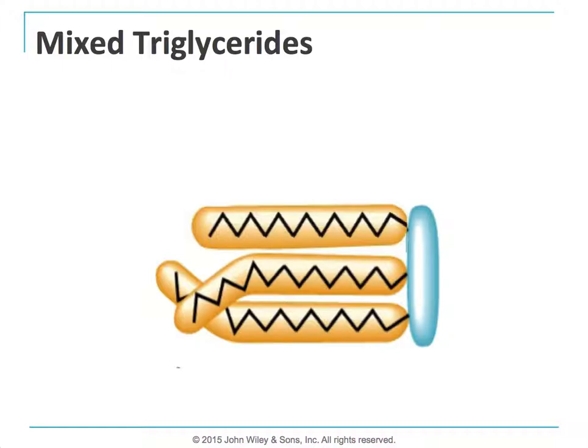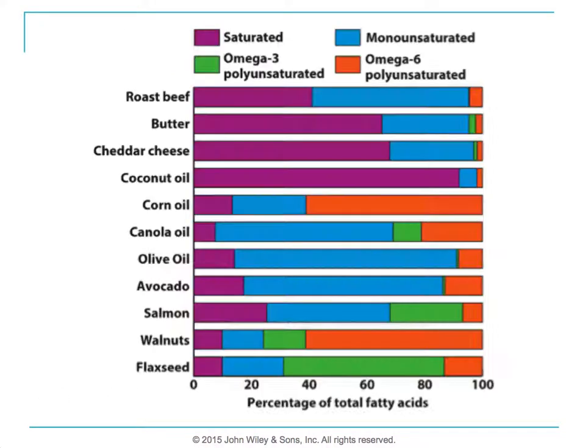This photo comes from your text. It's just an example of what a mixed triglyceride might look like. So triglyceride, we still have these 3 fatty acids and the glycerol backbone, but in this example, one of these fatty acids is saturated. You can tell because it's straight, and the other 2 are unsaturated because they have this bend in them. So this would be an example of a mixed triglyceride because it contains 2 different types of fatty acids within one molecule.